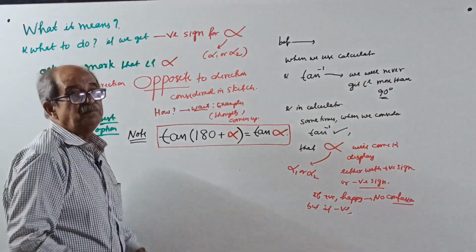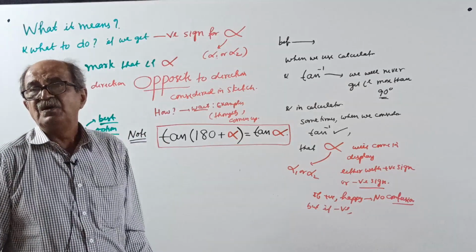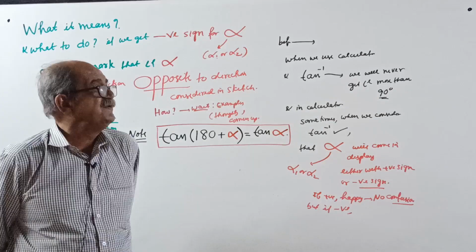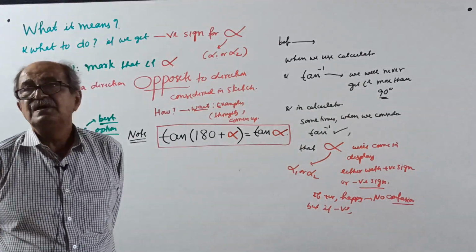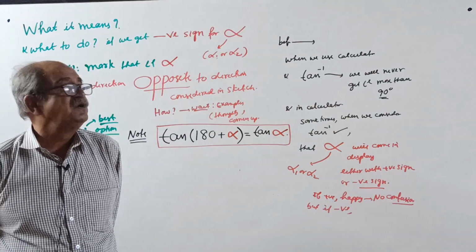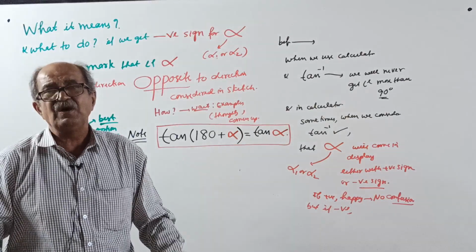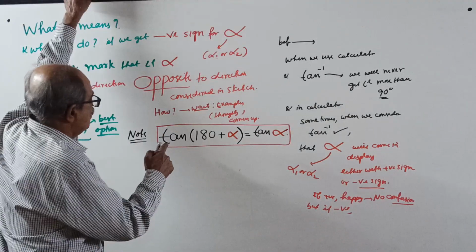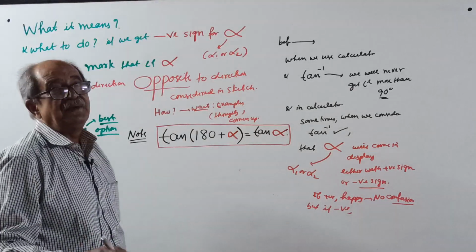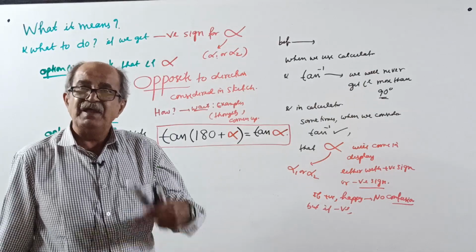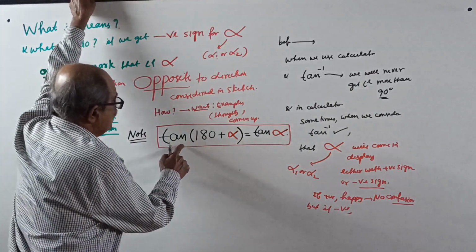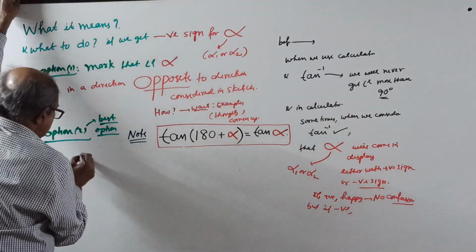Why? Mathematics. First quadrant, all are positive. Second quadrant, sine positive. Third quadrant, tan positive. Fourth quadrant, cos positive. Okay, that I am not bothered about now. You should know this; you require it in the chapter principal stresses in strength of materials. I will explain at that time. Tan 180 plus alpha is tan alpha.